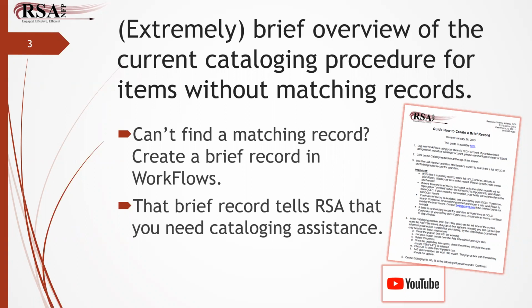Creating a brief record allows your item to circulate immediately, but also replaces the step of submitting a cataloging request form to RSA to request a full-level record. Essentially, your brief record is your way of letting RSA know that this item needs an OCLC record created. I'm not going to cover the procedure for creating a brief record in this video, but if you have questions regarding how to create a brief record or want to know more about the procedure, please contact the RSA Help Desk to learn more or to request written and video guides.